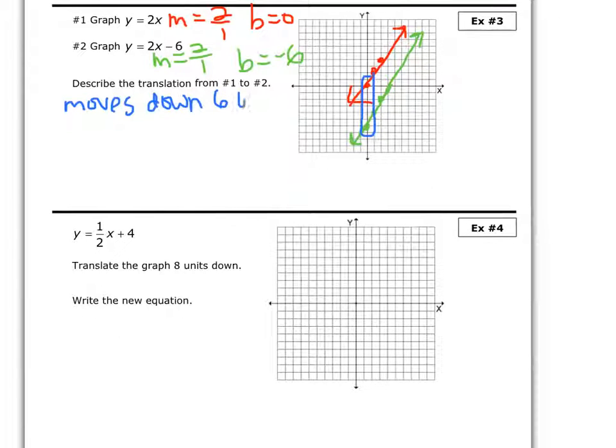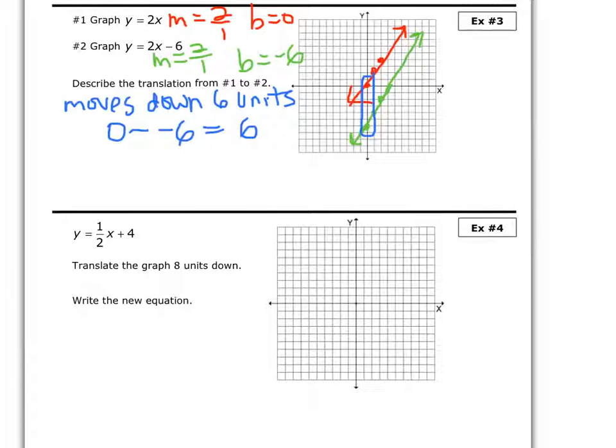6 units. Now, I also want to point out, if we looked at just the equations, let's say I didn't do the graph, I could take my original y-intercept, which is a 0, and subtract the other one, which would be -6. So that would actually end up being 6. Now I need to know it's going down because of my negative, but that's telling me the direction.